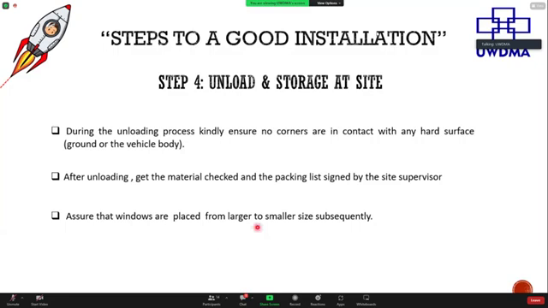Then while arranging also, the way the windows should be arranged is the bigger windows should be at the back and the smaller windows should be at the front. Okay, so weight wise also it's good, and everything is visible, and while taking out also it's much easier when you arrange it from smaller to bigger.